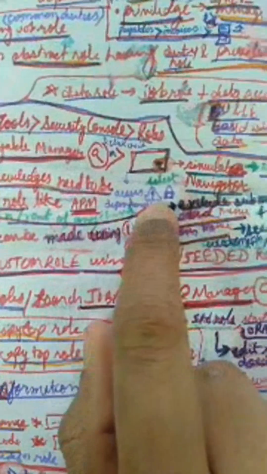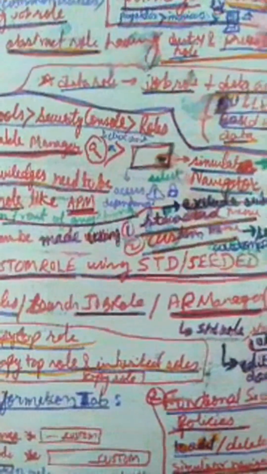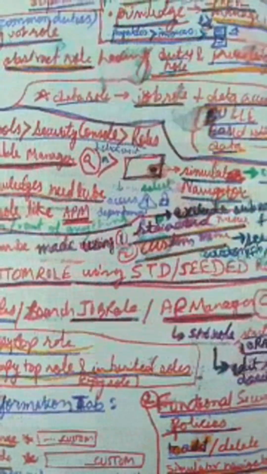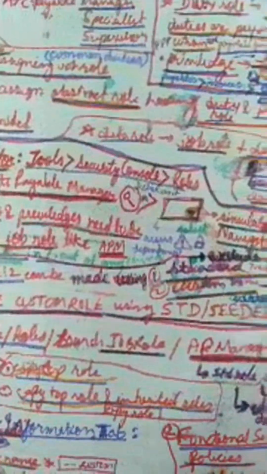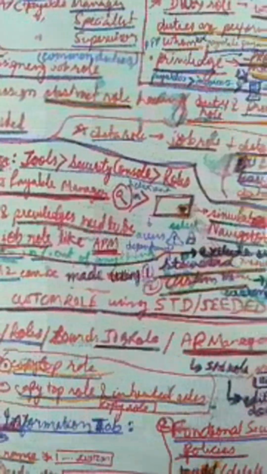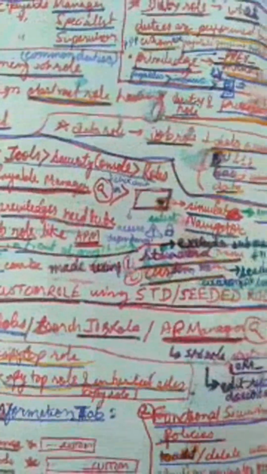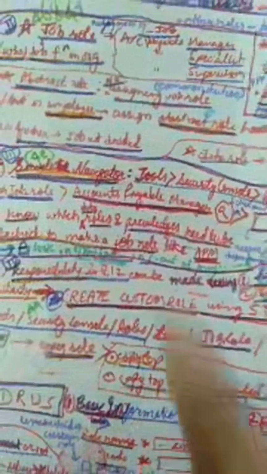And if it has a warning sign, it means that that particular entity in the simulator navigator has a dependency on some other role or a privilege. So the simulator navigator is used whenever I want to create a new role and I want to see, from that particular job role or standard job role that I want to copy or imitate, what are the duty roles and privileges under that job role which are accessible to it. So for that, the simulator navigator is used.